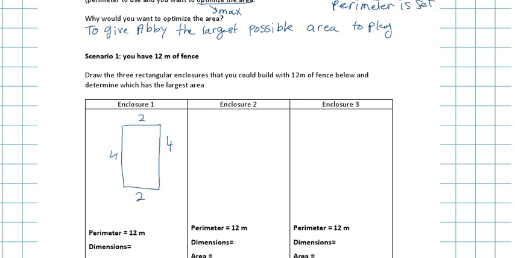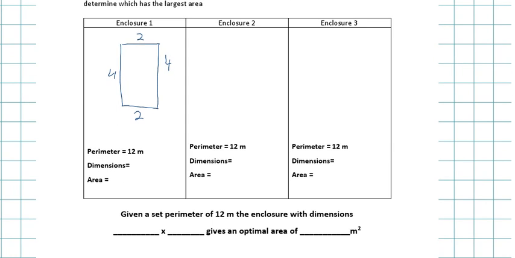Let's fill this out. Perimeter is 12, dimension is 4 by 2. What would my area be here? It's 8. Good. Now this is one example that I can use. I can use my 12-meter fence to make a 4 by 2 rectangle for Abby to play.